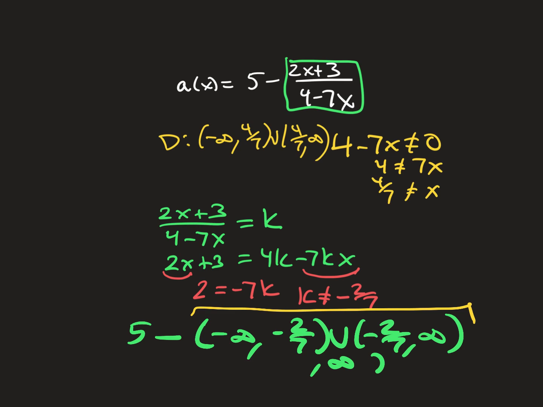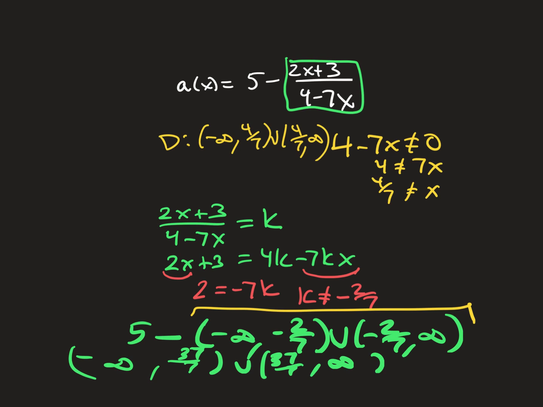5 minus a negative 2 sevenths is 5 plus 2 sevenths. So that's going to be 37 sevenths. And then 5 minus infinity is negative infinity. So that's going to be our range.